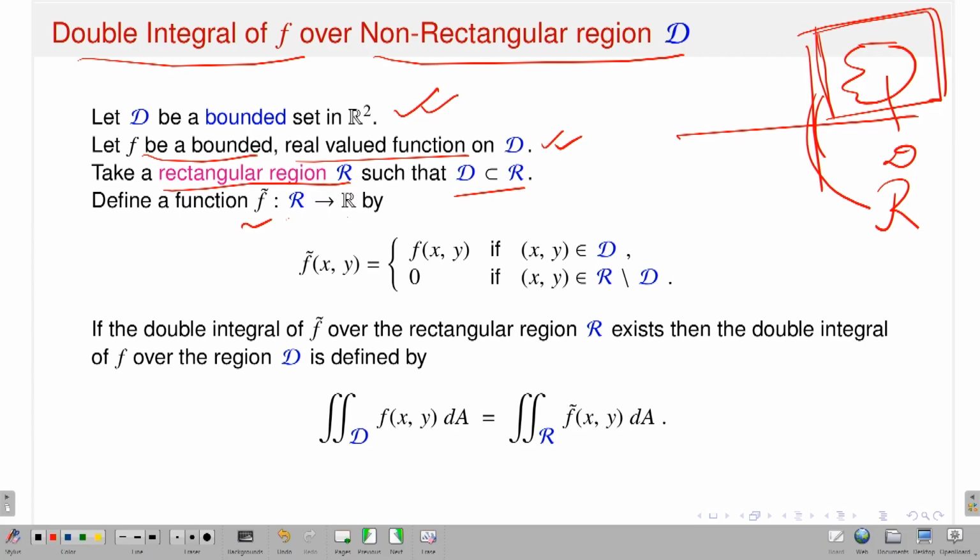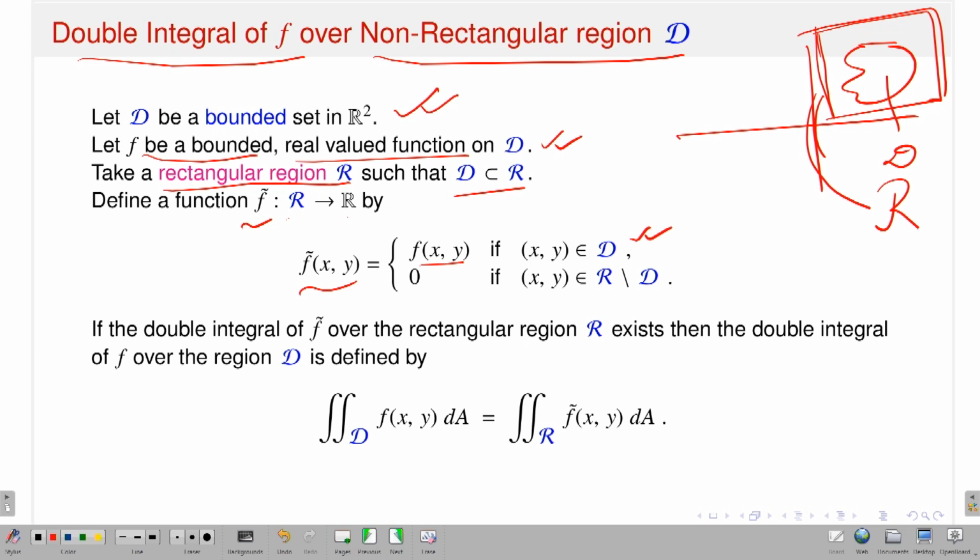So, if I have a rectangular region R, what I am saying is that f2 del of xy is exactly equal to your function f of xy as long as your xy is in the set D, and outside it should be 0. Okay. So, what I am doing?